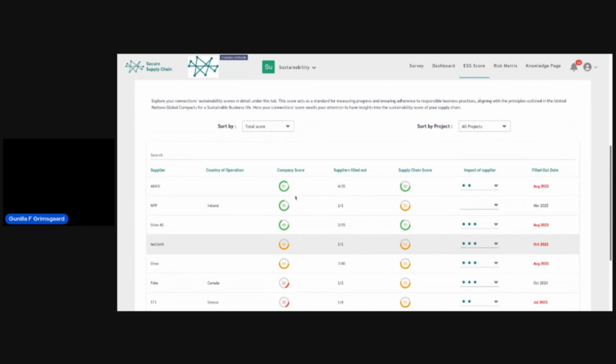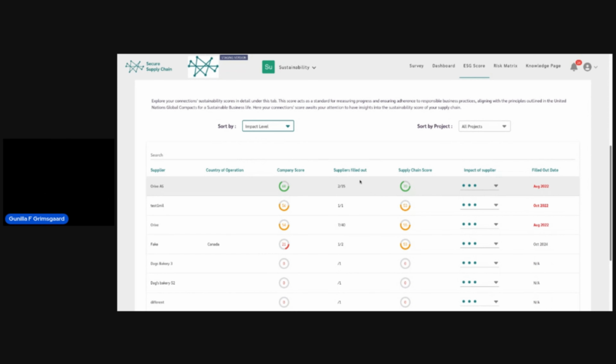Here, as you can see, you can sort on different things. So maybe I want to sort on impact level. Now it's all changed. So here is my impact level. And why is that important? Well, it's of course always important to focus on those companies that has the biggest impact for you as a company.